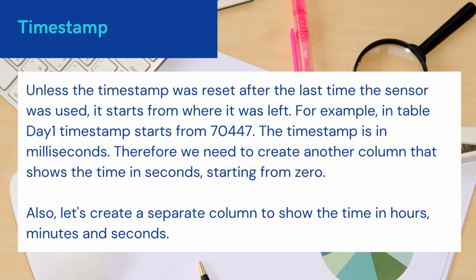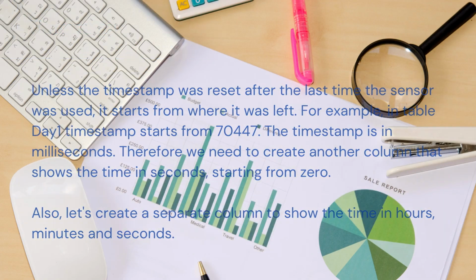Unless the timestamp was reset after the last time the sensor was used, it starts from where it was left. For example, in table Day 1 timestamp starts from 70447. The timestamp is in milliseconds. Therefore we need to create another column that shows the time in seconds, starting from 0. Also, let's create a separate column to show the time in hours, minutes and seconds.